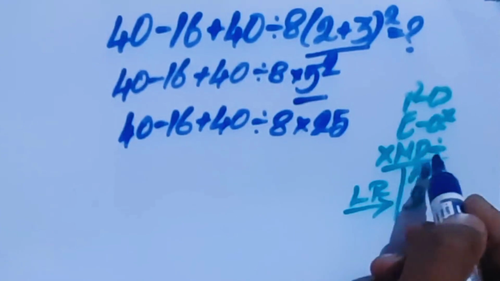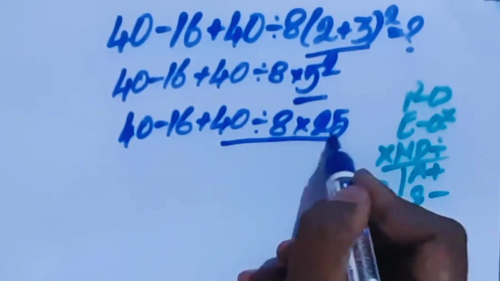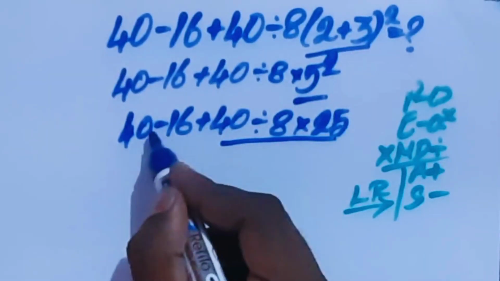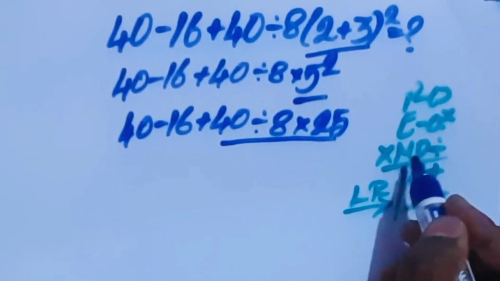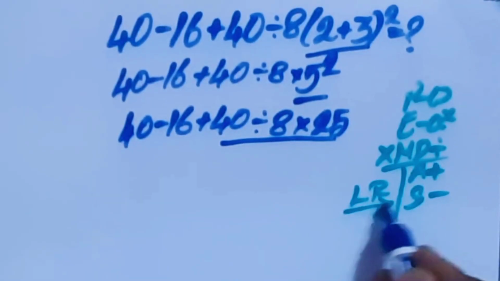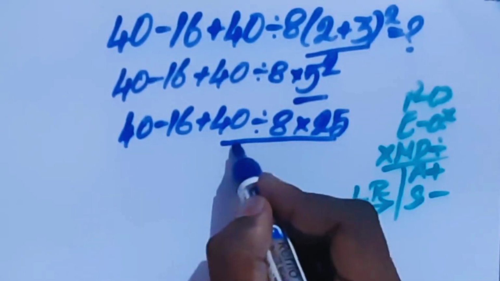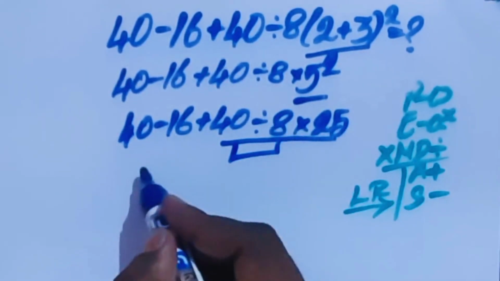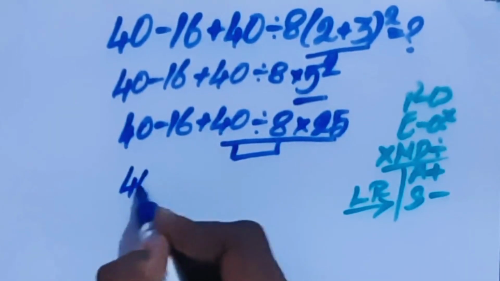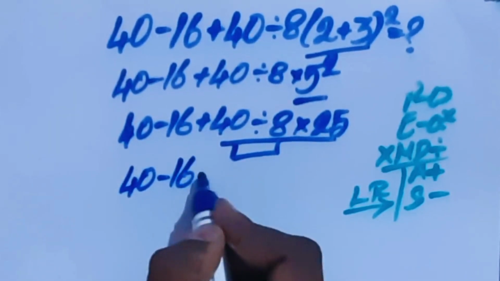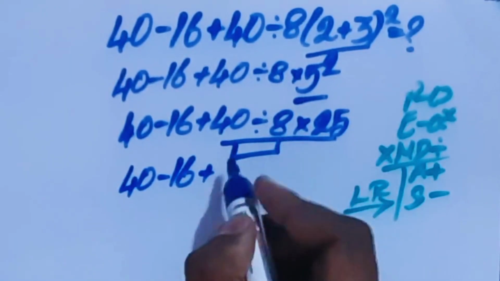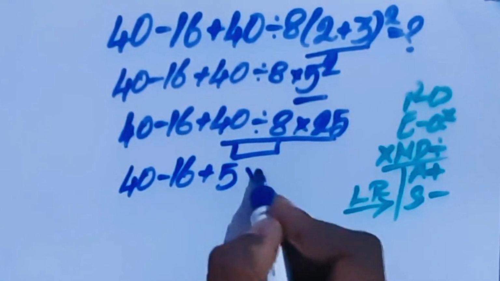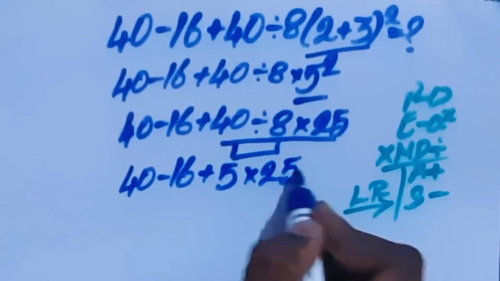Here the next priority, multiplication and division. So we have to do this division and multiplication before this addition and subtraction. Here multiplication divisions are equal priority. For this equal priority we have introduced this left to right rule. Here left to right is 40 divided by 8. We have to do this 40 divided by 8 before any other operation. So 40 minus 16 plus 40 divided by 8 is 5, times 25.